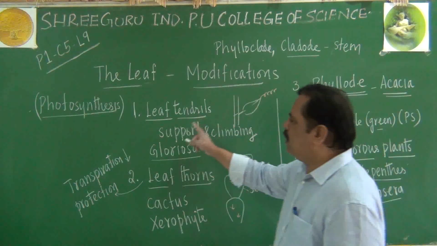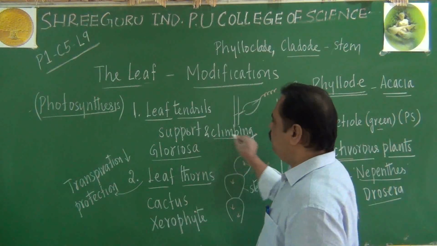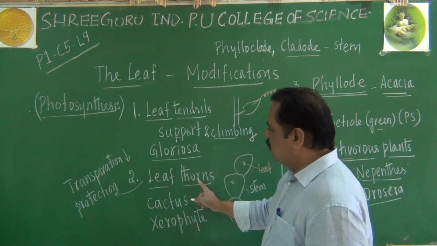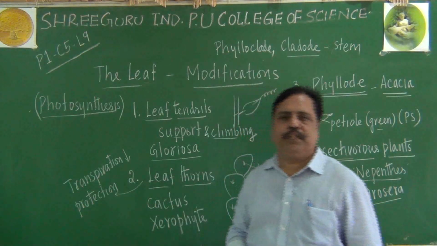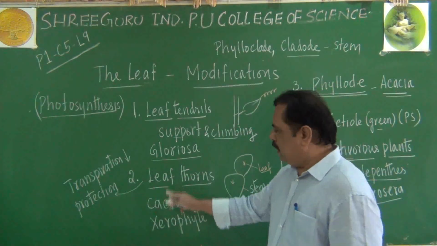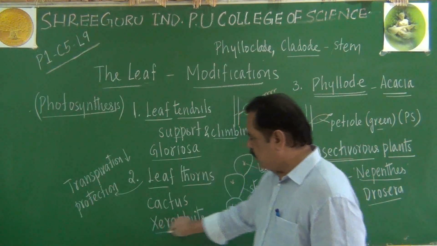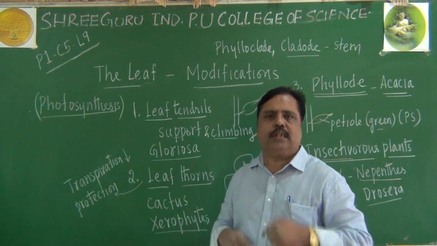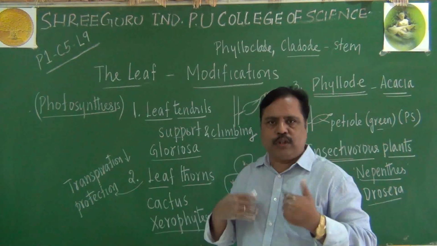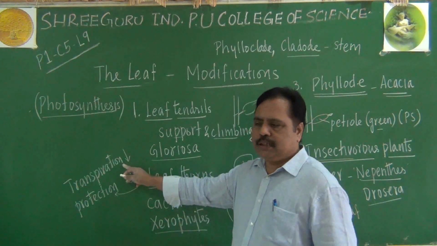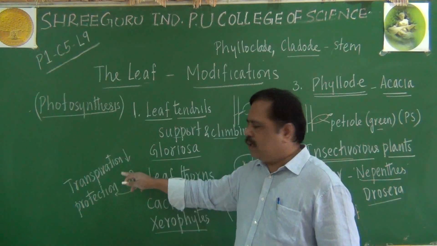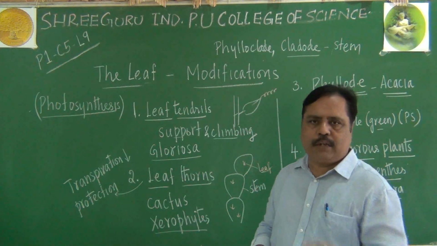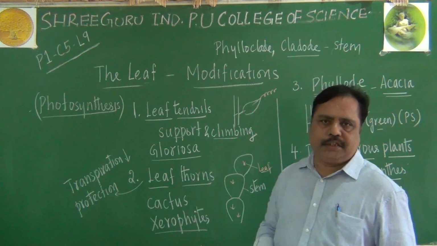Tendrils are meant for support and climbing. Example, Gloriosa. Thorns are meant for transpiration and protection. Example, cactus and xerophyte. In xerophyte, water should be conserved. Water should be retained. It should not be lost by transpiration. So to reduce the rate of transpiration, there are leaf thorns. Leaf is modified into thorn-like structure.